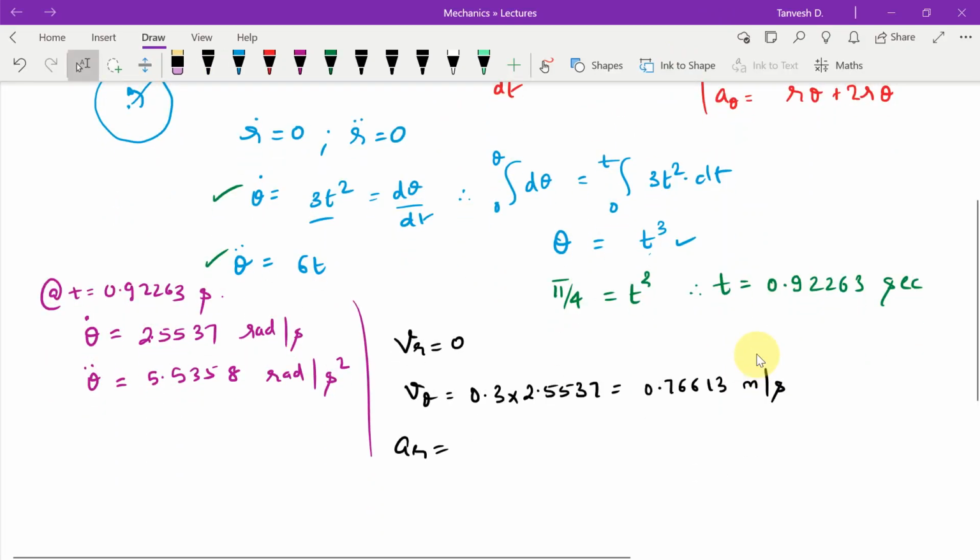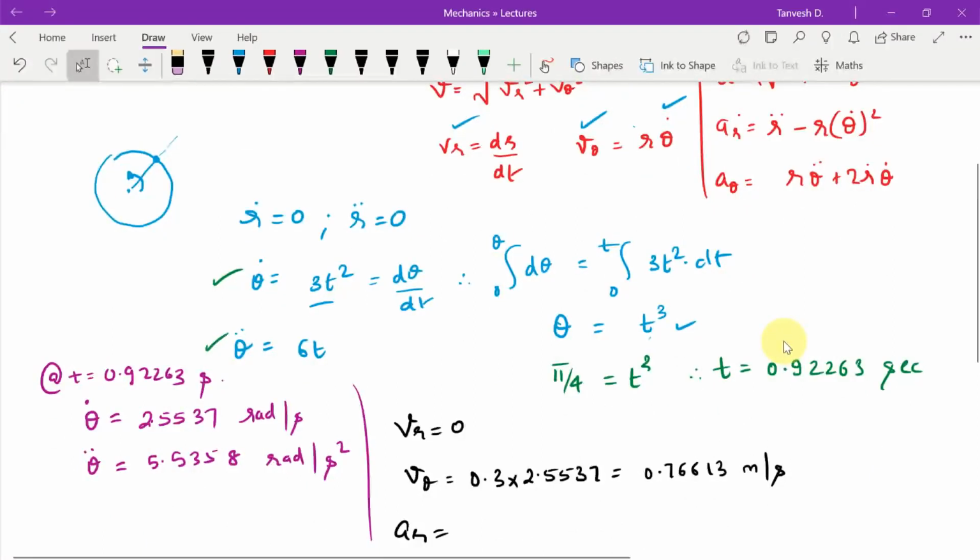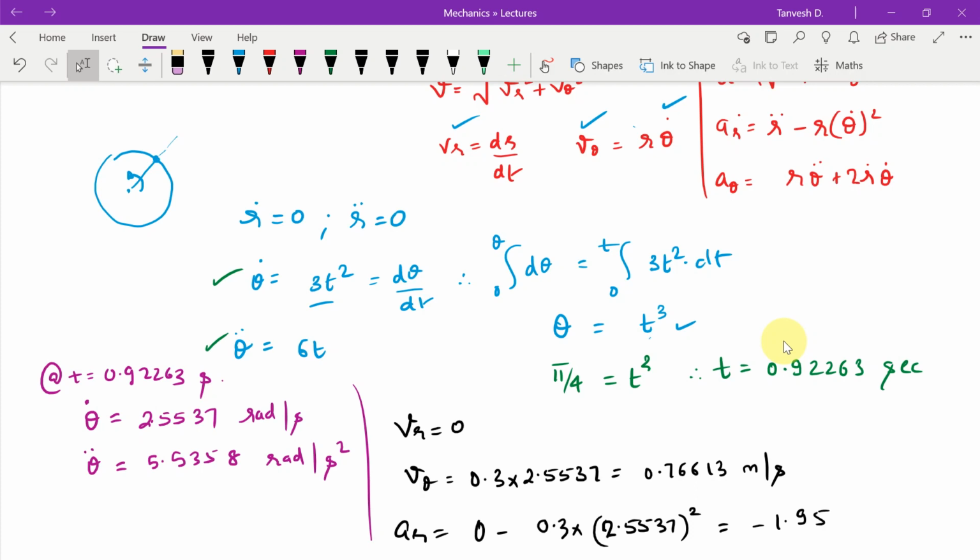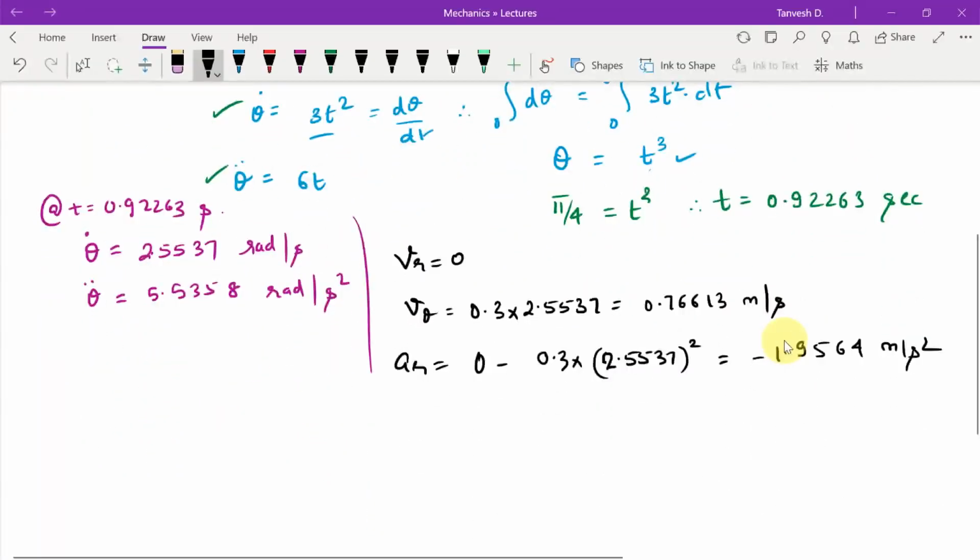ar is equal to r double dot, which is 0, minus 0.3 into 2.5537 square. This is equal to minus 1.9564 meters per second square, and a theta would be r theta double dot. r is 0.3 into theta double dot, which is 5.535, plus 2 into r dot theta dot.